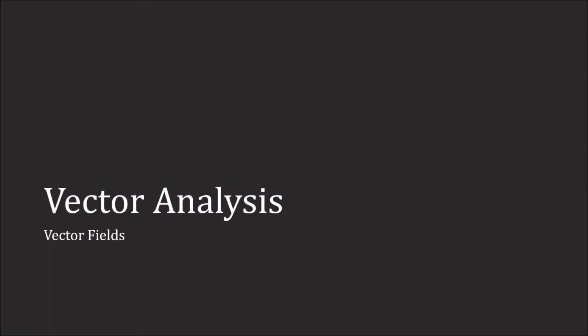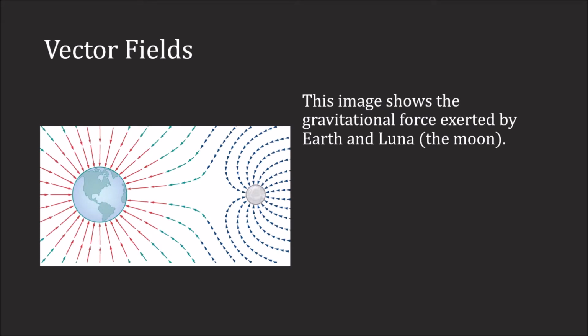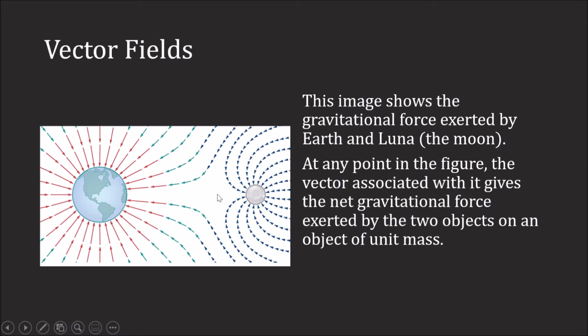We will now study vector fields. So this image here shows the gravitational force exerted by the Earth and by Luna, which is our moon. This is the Earth here, this is Luna, and this is the gravitational force. At any point in the field, the vector associated with it gives the net gravitational force exerted by the two objects on an object of unit mass.